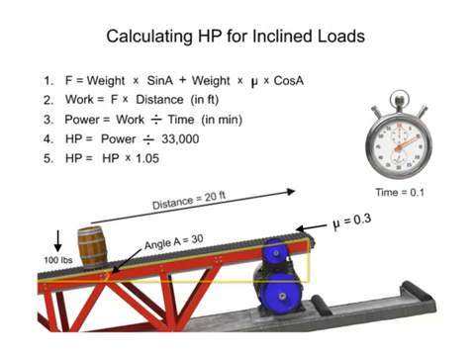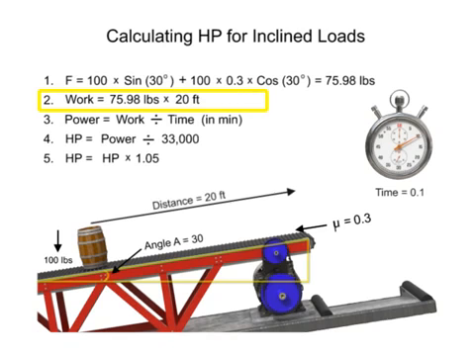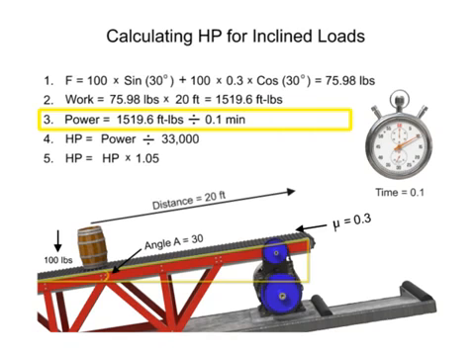Once these two forces are combined, we can continue with the same steps used previously to calculate the size of the motor required. First, find the horizontal force required by adding the force required to raise the load to a higher elevation with the force required to overcome the friction. In this system, the horizontal force is 75.98 pounds. Then determine the amount of work required by multiplying the force by the distance, 20 feet. For this system, the work required is 1,519.6 foot-pounds. Next, calculate the power by taking the work and dividing by the time, 0.1 minutes.